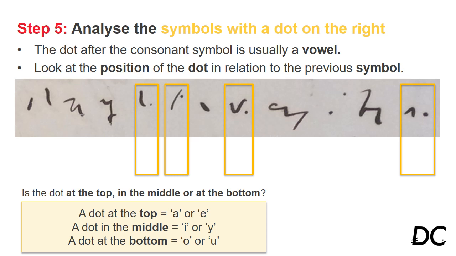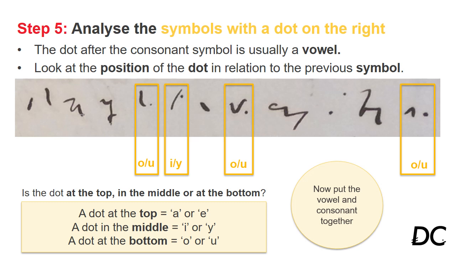So looking at the yellow boxes again, in the first one, the third one, and the fourth one, the dots are on the line, so they're going to be an O or a U. While in the second one, the dot is in the middle position, so we have an I or a Y. In the second box, the dot looks as if it might even be at the top, but this is a problem with the accuracy of Dickens's shorthand writing. We have to be aware that sometimes Dickens's dots aren't exactly on the line, in the middle, or at the top, because he's writing very quickly, and sometimes they might be in the wrong place. So having done the transcriptions for the consonants and the dots separately, we now have to put them together.